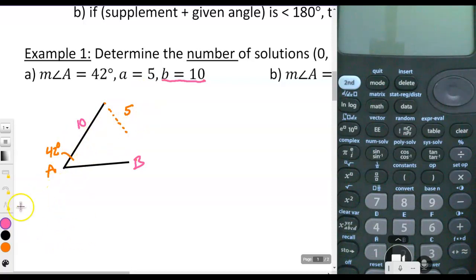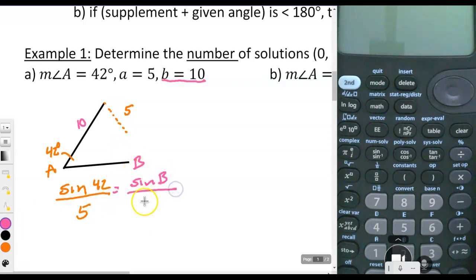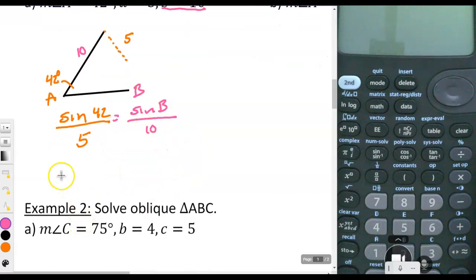So we were able to do that by saying the sine of 42 divided by its opposite side, right? Sine of A over A, and it will equal the sine of B, that we don't know, over 10. And we did a little algebra and solved that. So we know the measurement of angle B would equal, and you might recall we kind of took some shortcuts. If you know how to do those, that's fine. If not, you can show all the little algebra.